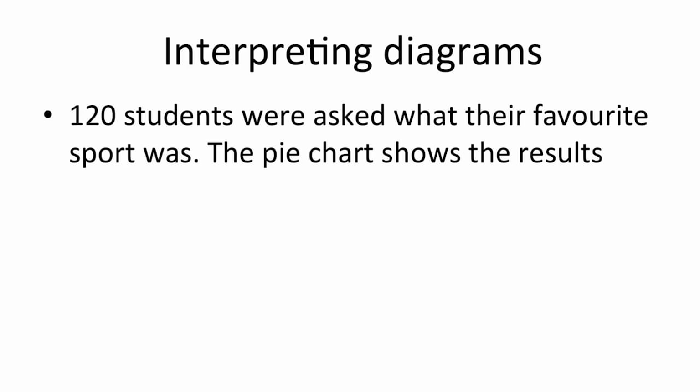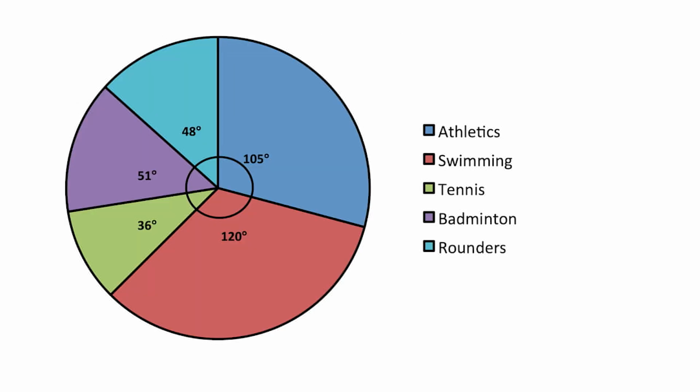Now, if we look at how to interpret a pie chart, let's take a look at this one here. It tells us that 120 students were asked what their favourite sport was, and the pie chart given here shows us those results. So it tells us athletics was 105 degrees out of that 360, swimming was 120, and so on. Now, when they give you a pie chart in this form, it usually means they're going to be asking you to work backwards and find out how many people each angle represents. Because remember, the 105 there doesn't necessarily represent 105 people, as only 120 were asked in total.